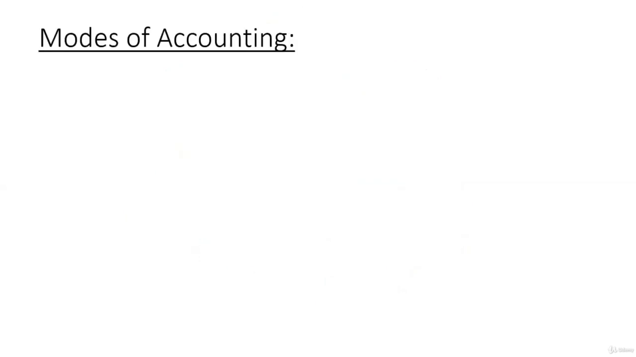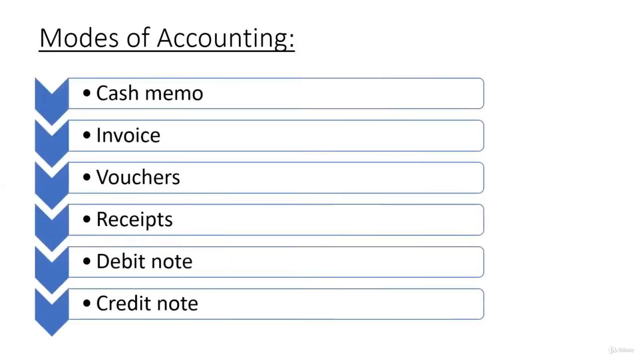Now moving forward, we'll be discussing the modes of accounting. Modes of accounting means how we maintain accounts, in which form we can make the accounting. So first comes the cash memo. Cash memo, you are very well aware of the cash bill. The document in which our cash details are mentioned is called the cash memo.